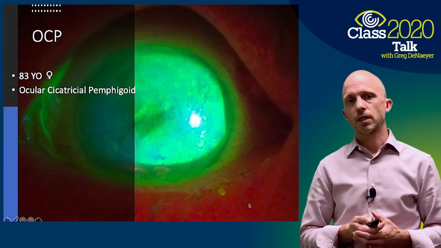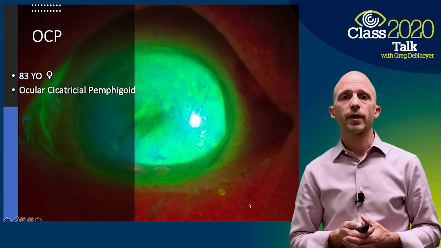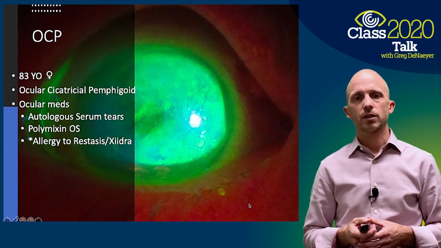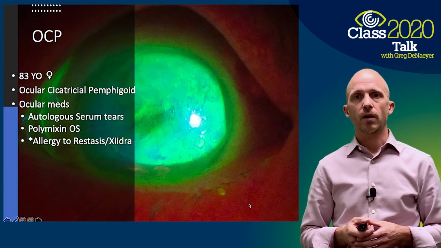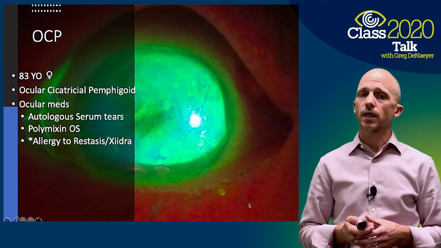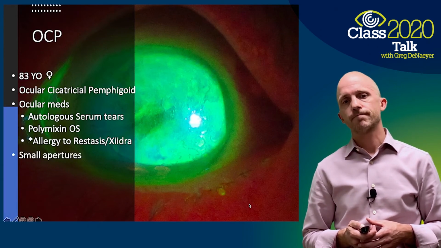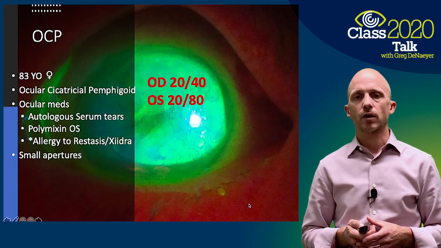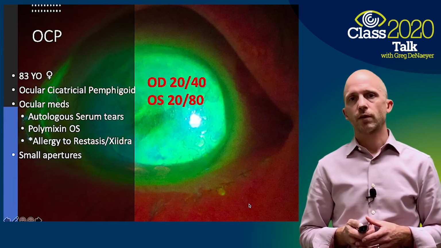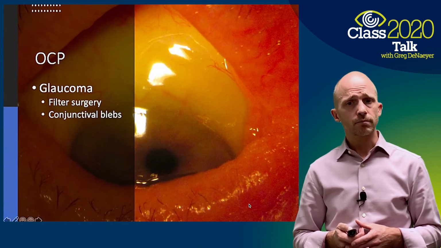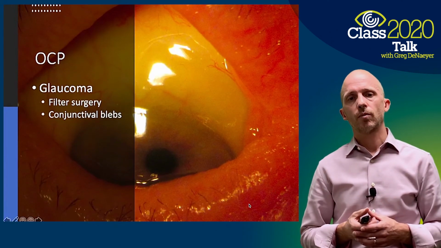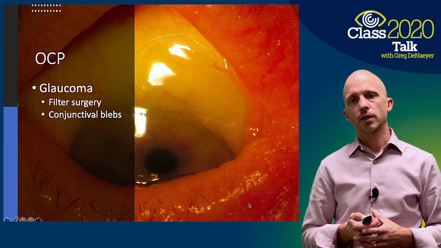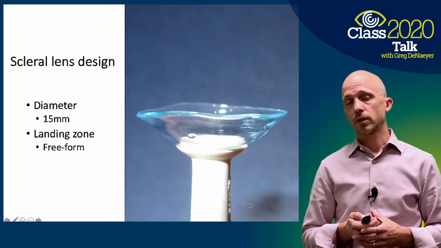Next is an 83-year-old female patient with ocular cicatricial pemphigoid. This patient was being managed by 2 different ophthalmologists using autologous serum tears and polymyxin in her left eye. And interestingly enough, she had an allergy to Restasis and Xiidra. She has very small apertures, so that's going to be an important point as we consider lens design for scleral contact lenses. Her best corrected visual acuity was 20/40 in the right eye and 20/80 in the left eye. On top of all that, she had glaucoma and had filtering surgery, and that resulted in significant superior bulbar conjunctival blebs that we're going to have to deal with in the scleral contact lens.